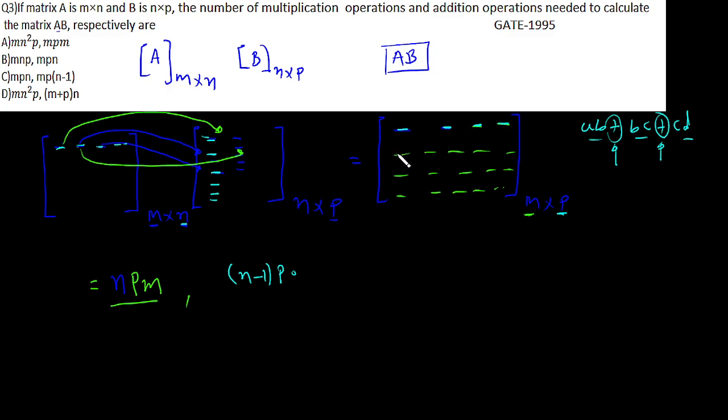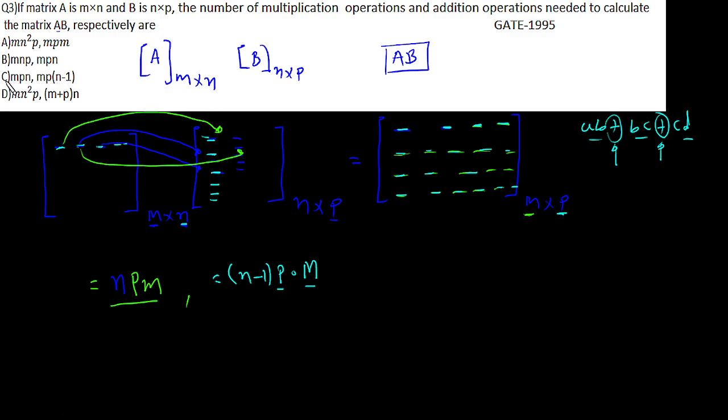Now we move to the second row. For finding the second row, we have to do the same number of additions. For the third row also we have to do this number of additions, n minus 1 times p. For the fourth row again we have to do the same number of additions, and up to m rows in this AB. So we have to do this much addition m times. So multiply it with m. So we have found the number of additions also, which is n minus 1 times p times m.